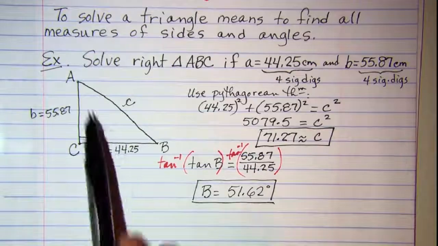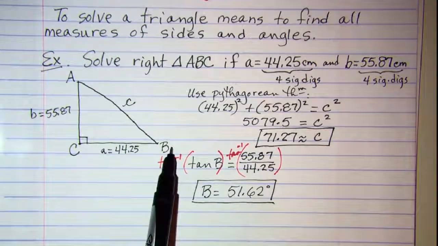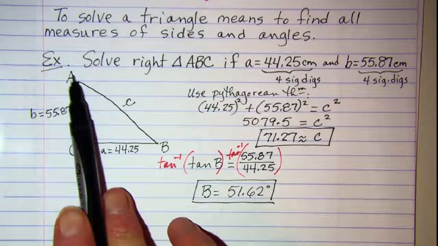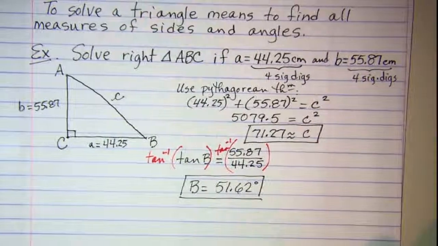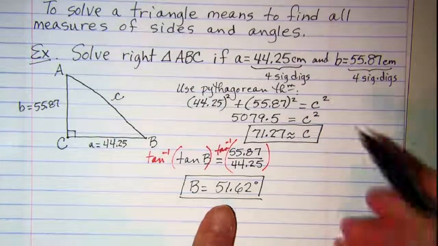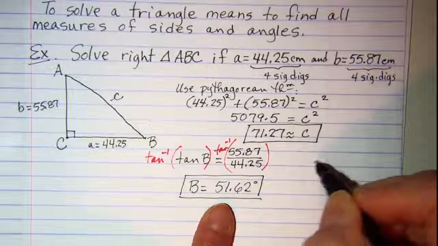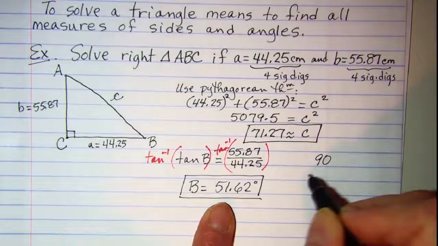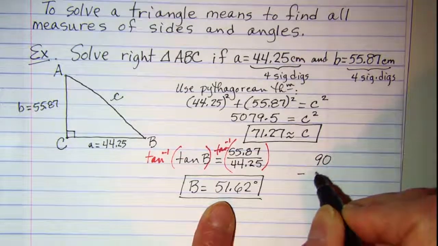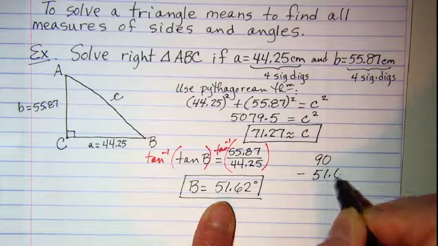Right. Now, angle A and angle B are the acute angles of a right triangle, so we know they're complementary, which means to get angle A, all I need to do is subtract angle B from 90. So 90 minus 51.62.